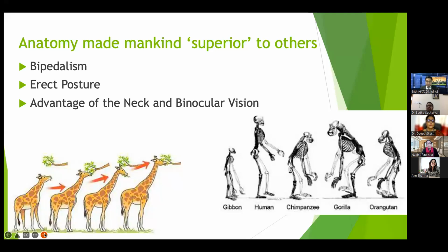Bipedalism made us superior to others. What the giraffe had to do by an obtrusive extension of the neck, mankind was able to do very naturally, primarily because of the erect posture. The erect posture gave us the advantage of the neck, the advantage of the binocular vision, by which the early human beings were able to see the forest, evaluate the forest, and develop a zone for themselves.